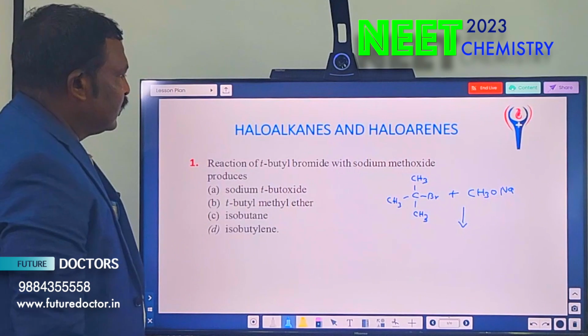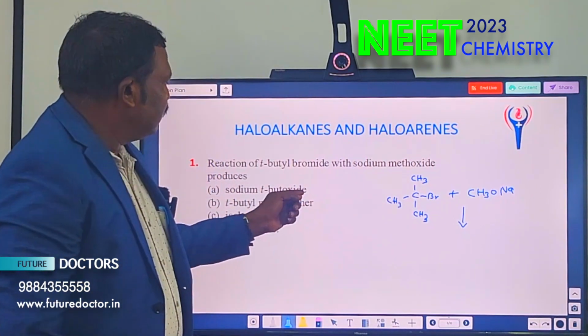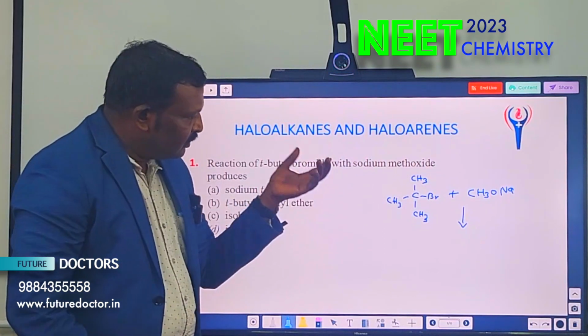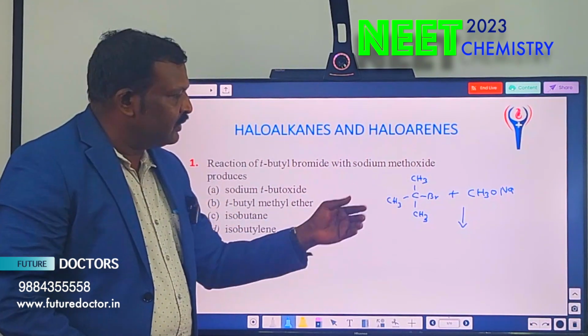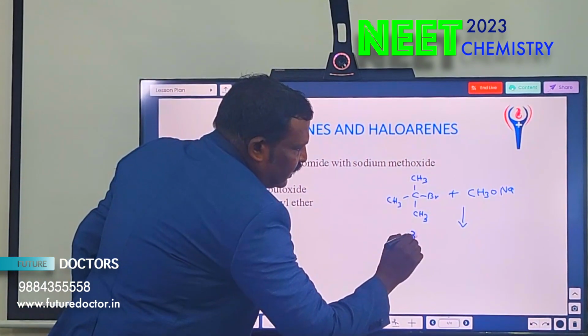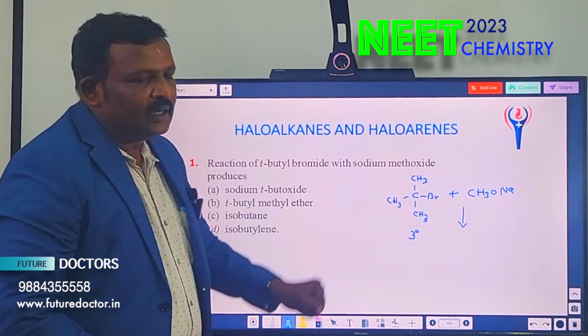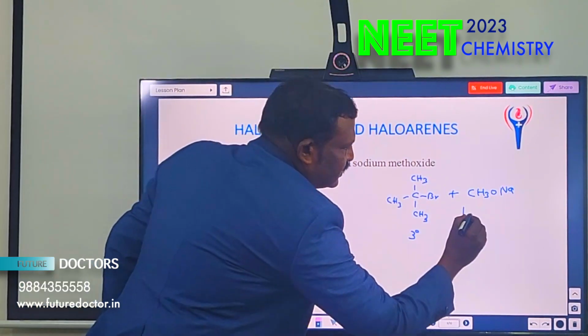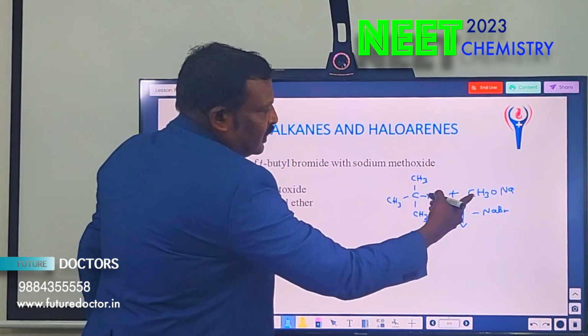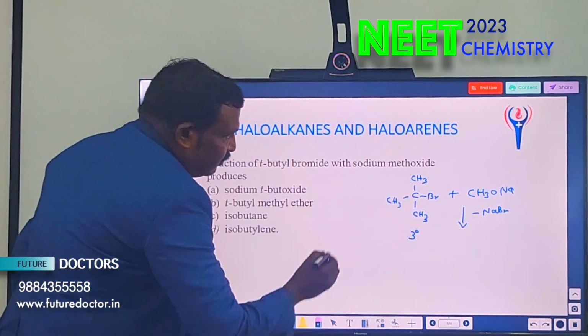This is called sodium methoxide. Here, for getting ether, the important factor is that primary alkyl halides are very, very important. Then only we can get ether. But it's not primary, it is tertiary. If you have tertiary compounds, we are going to get only alkene. So minus NaBr is removed. Remaining, the CH3O takes one hydrogen from this methyl group.